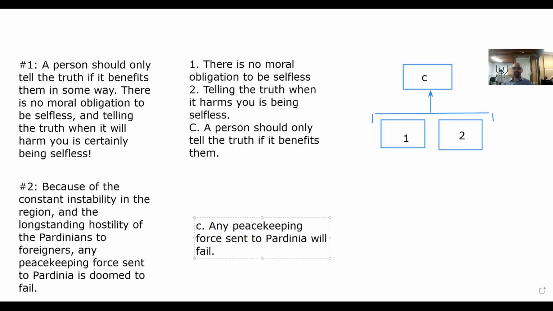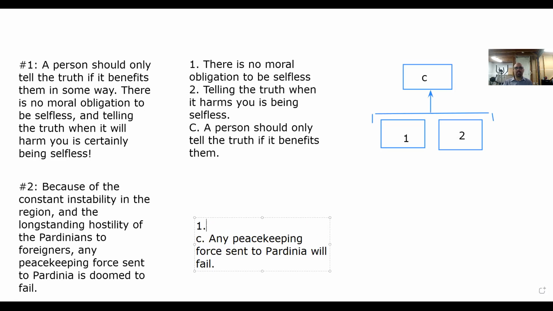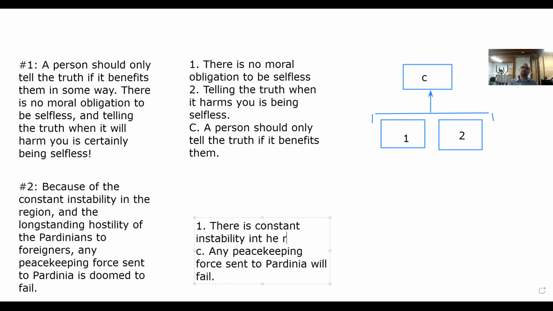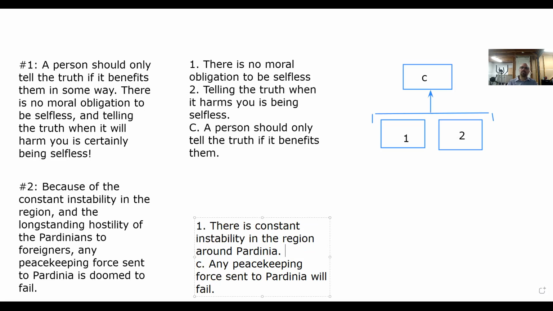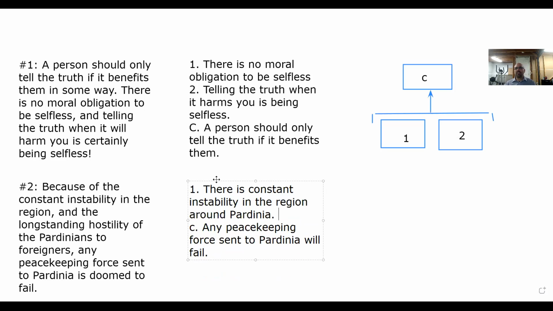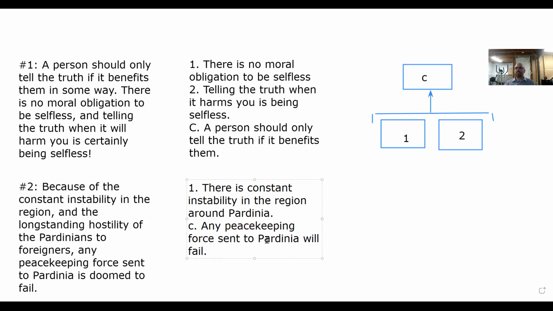Okay. And again, for our standardization, we now just have to list the other two premises as we see them. So here we're definitely going to need to reword things though. The constant instability in the region isn't even a sentence, so we have to make it a sentence, right? Maybe there is constant instability in the region around Pardinia. That sort of rewording of it, I think, makes it far clearer how that point is supposed to connect to the conclusion.